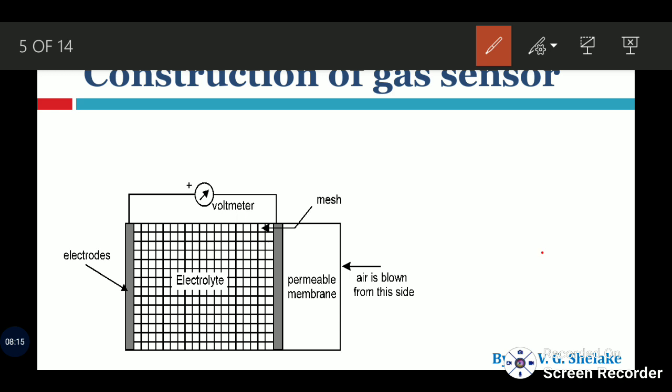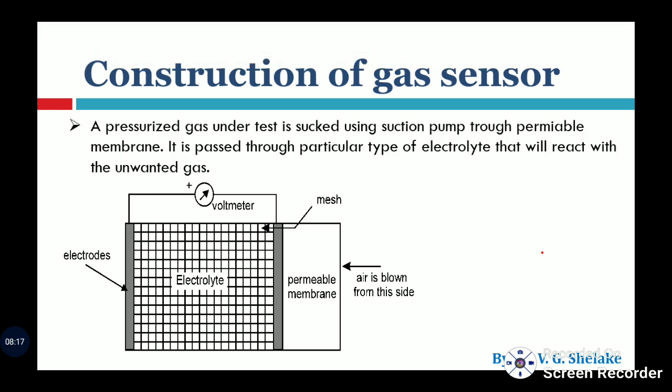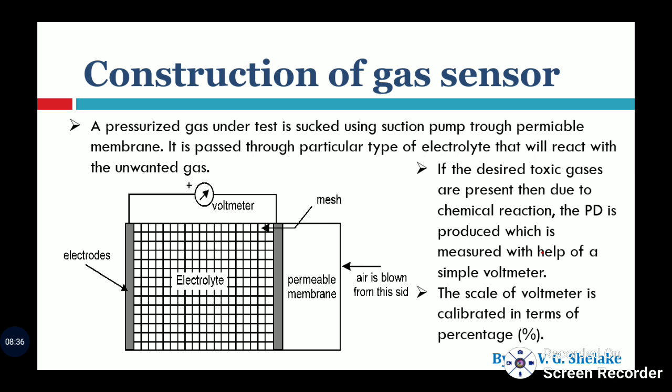If we summarize this, a pressurized gas under test is sucked using the suction pump through the permeable membrane. It is passed through a particular type of electrolyte that will react with the unwanted gases. If the toxic gases are present, then due to the chemical reaction, a potential difference is produced, which is measured with the help of a simple voltmeter. The scale of the voltmeter is calibrated in terms of percentage.